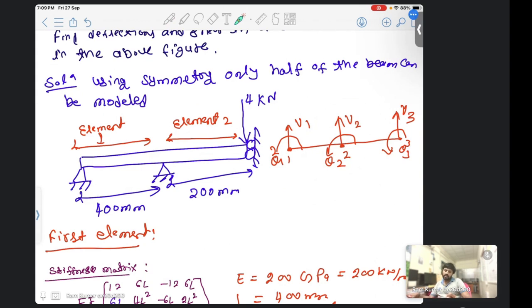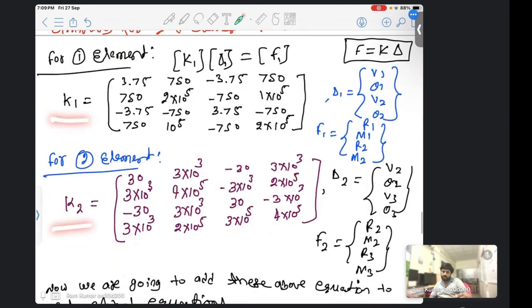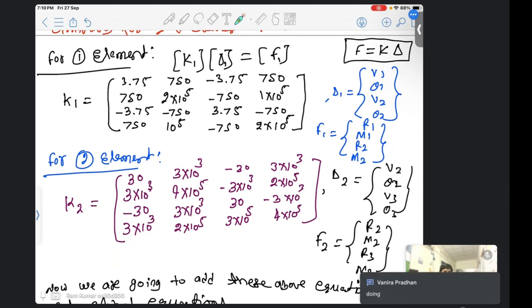So are you adding this K1 and K2? What will be the global stiffness? Then we will go forward. Do you want to try or should I write? Okay, to finish, tell me what will be our global stiffness.